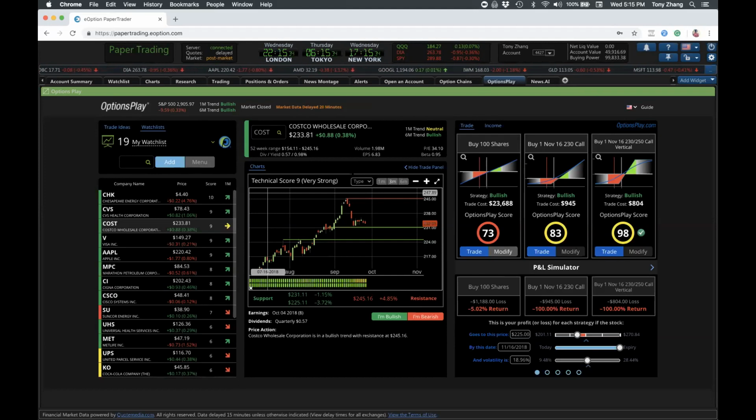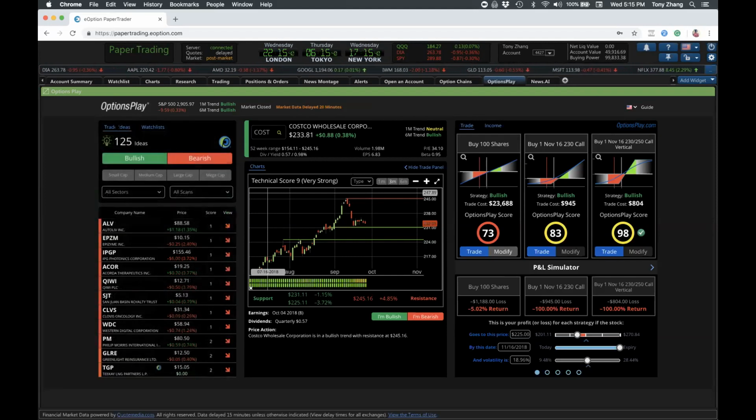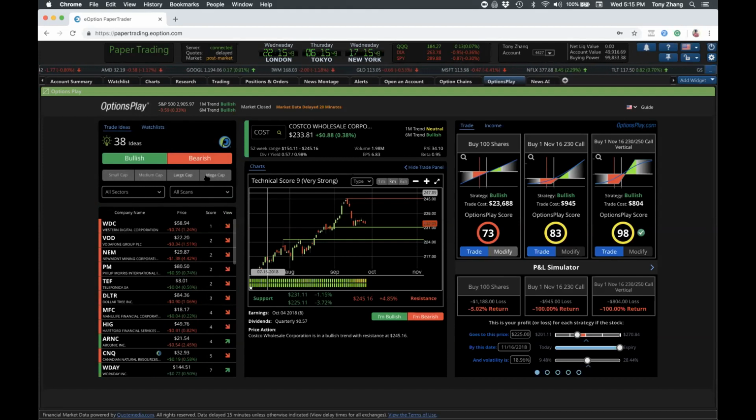Is there a quick way to look at quality or liquidity in options? So really, if you think about it, options liquidity is just a function of stock liquidity. And the larger the name, the more liquid the stock is. So usually if you're looking for large cap or mid cap, that's usually a good place to start. But you really just want to look at stocks that are liquid. That's how you know the options are liquid.